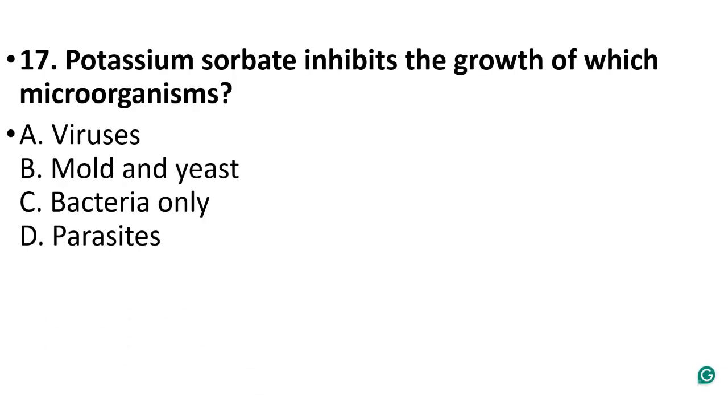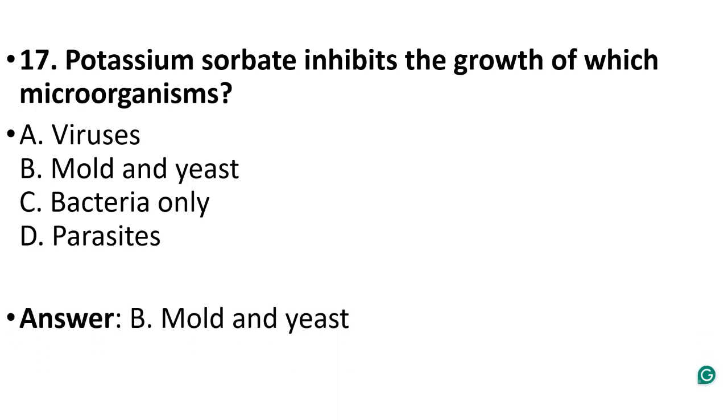17th question. Potassium sorbate inhibits the growth of which microorganisms? Viruses, mold and yeast, bacteria only, parasites? Your answer is option B, mold and yeast.